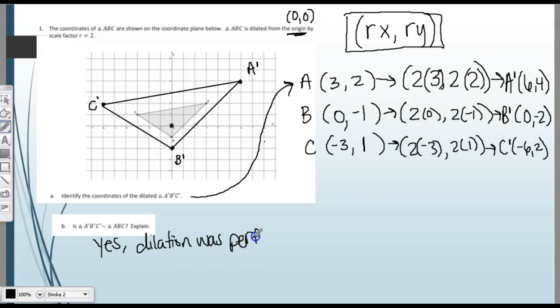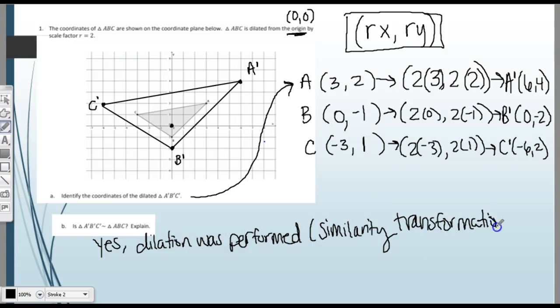And remember that in a dilation, and then we can put in parentheses that this is, and I'm writing it very short and snippy. You'll want to have nicer sentences than that. So dilation is a similarity transformation. And then in a dilation, the side lengths are proportional. And the angles are preserved.